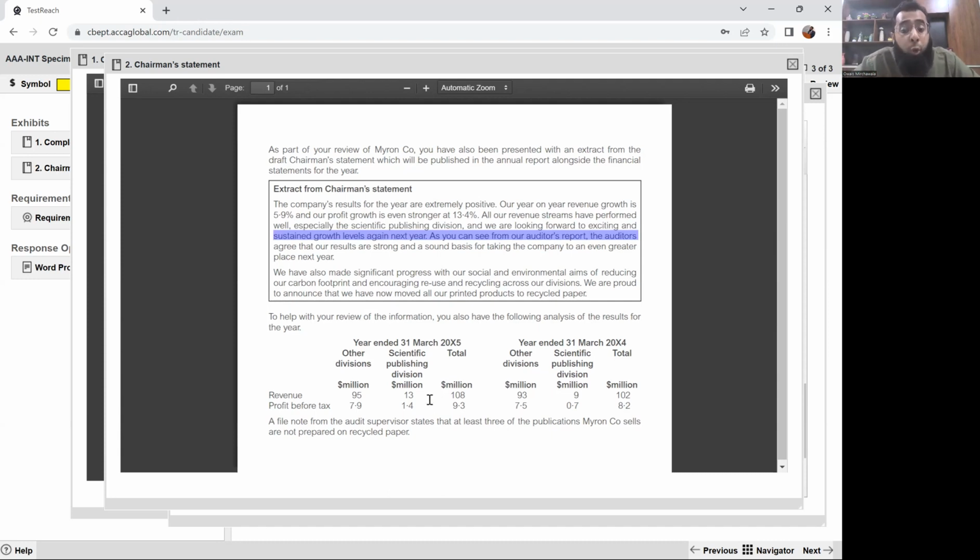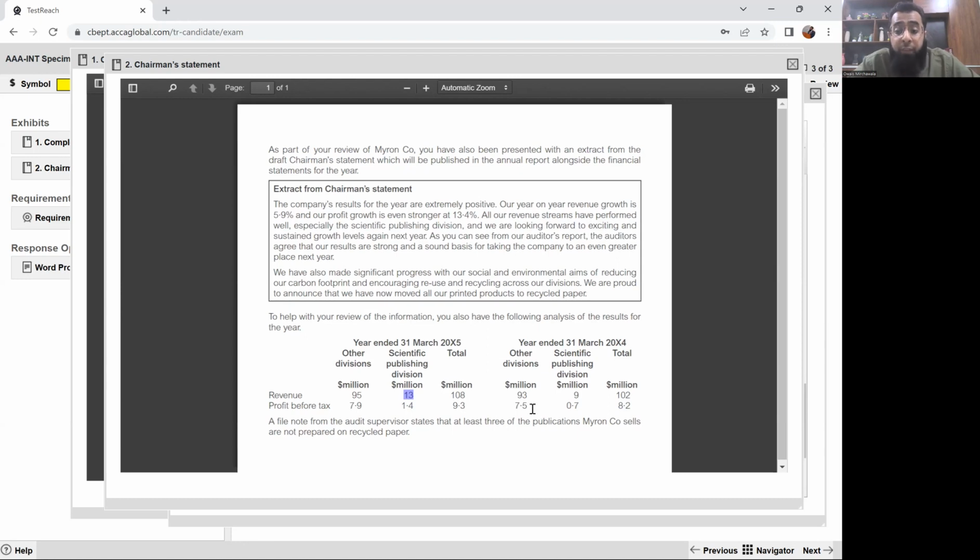Because if you look at the growth, the total growth is 102 to 108. In this, other divisions have increased from 93 to 95. The scientific publishing division has increased from 9 to 13. So the major contributor in growth was the scientific publishing division, not the other divisions. So if the scientific publishing division is removed, the growth impact will reduce.